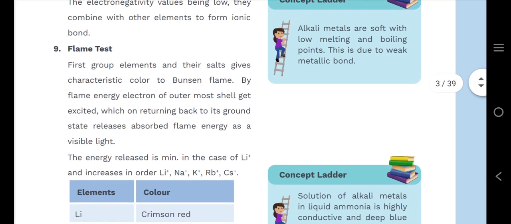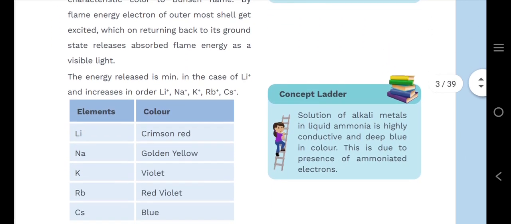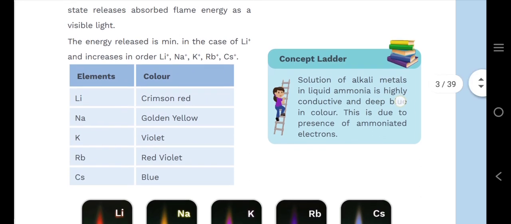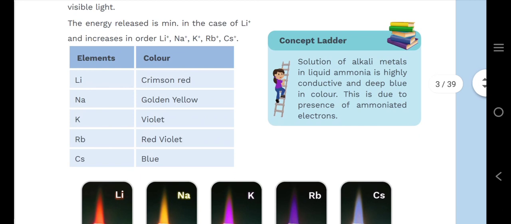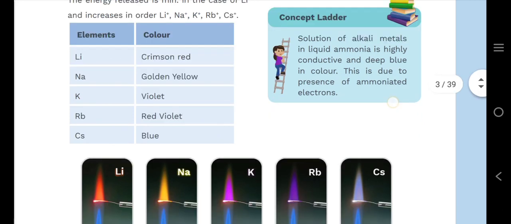The energy is minimum in case of lithium positive ions and increases in order: lithium positive, sodium positive, potassium positive, rubidium positive, and cesium positive. Lithium gives crimson red color, sodium gives golden yellow color, potassium gives violet color, rubidium gives red violet color, and cesium gives blue color.